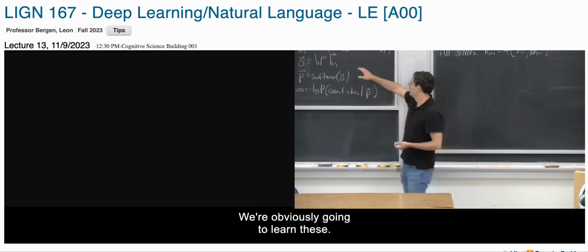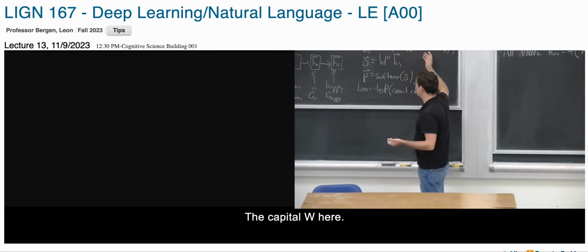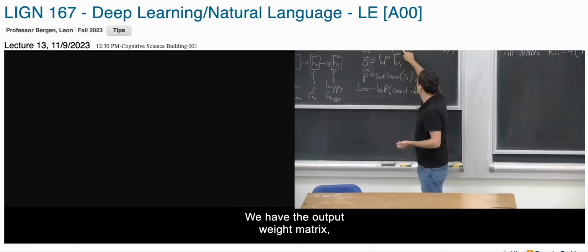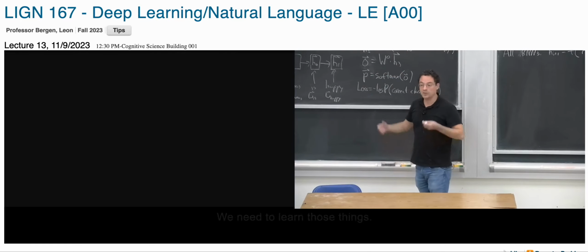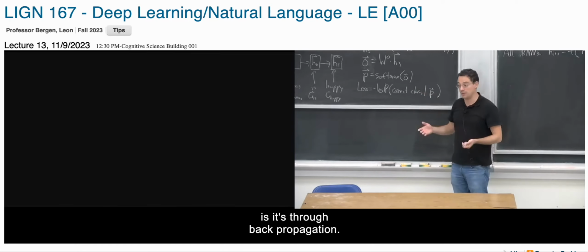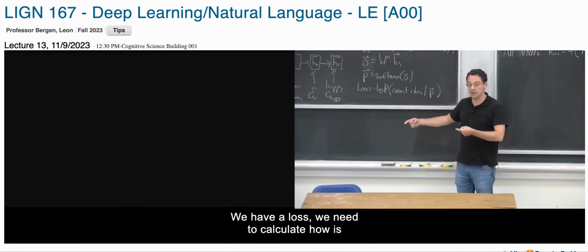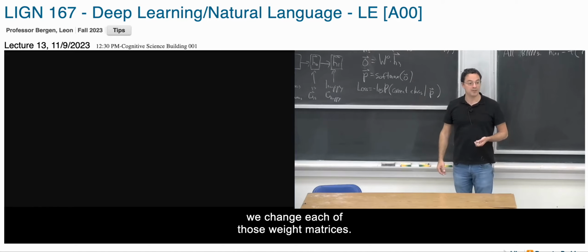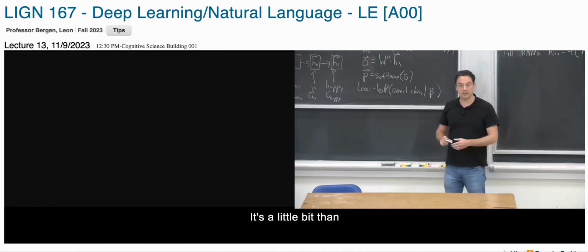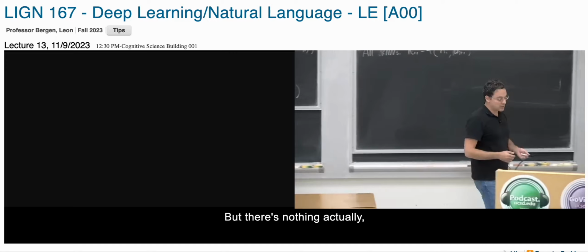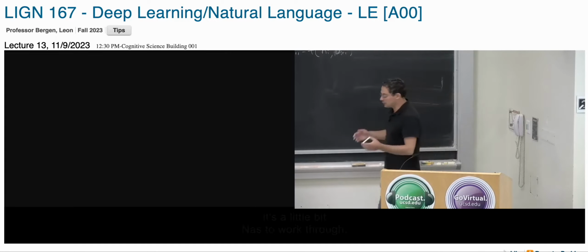We're obviously going to learn these W's, the capital W's here. We basically have three weight matrices that we need to learn: the output weight matrix, the hidden weight matrix, and the input weight matrix, Wi. The way that we're going to learn them is through backpropagation. We have a loss. We need to calculate how the loss changes when we change each of those weight matrices. It's a little bit nastier than the previous backpropagation examples that we've seen, but there's nothing actually new there, it's just a little bit nastier to work through.